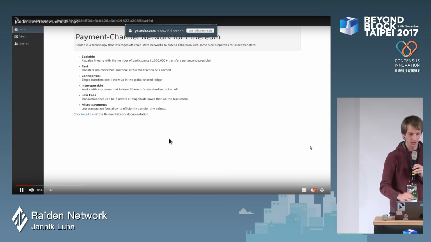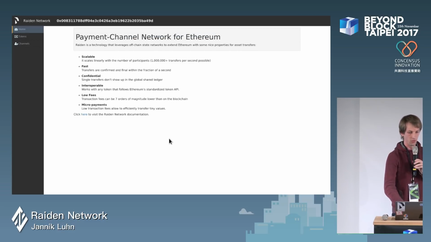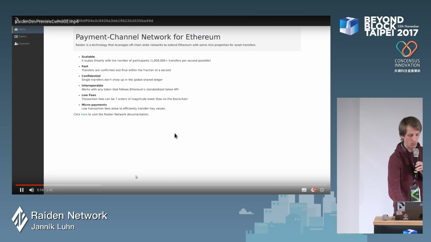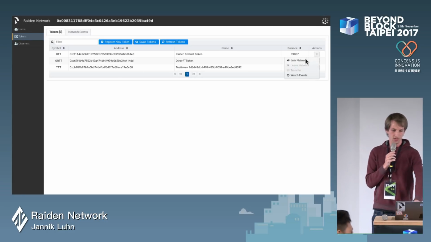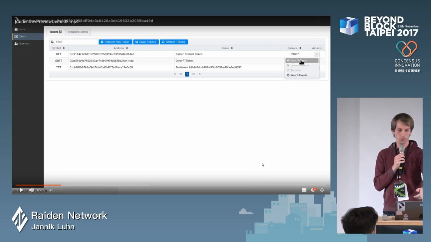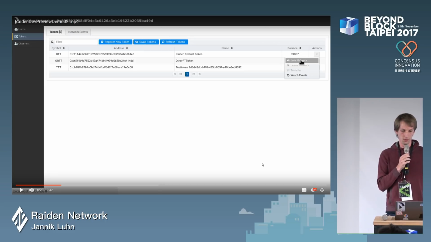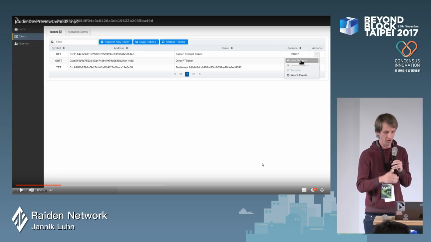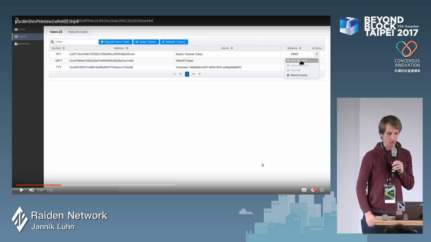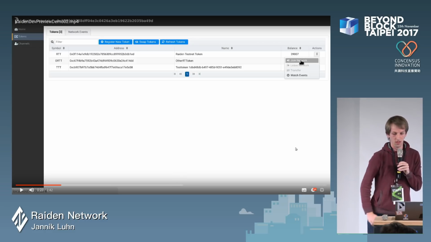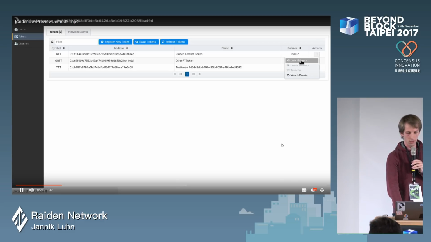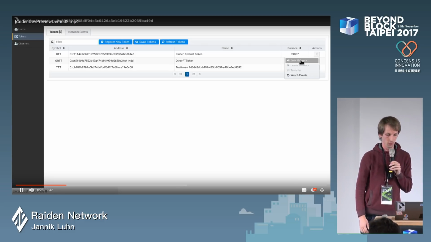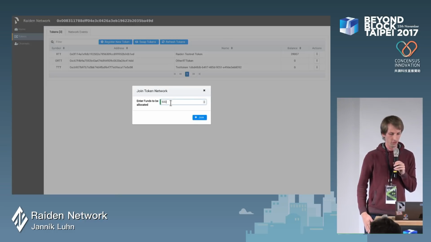So this is how it looks. Here on the left side, you can see the tokens view. If you click on it, you will get a list of all tokens that are registered. At the time the video was recorded, there were only 3. But now there's a lot more, so you have to look a bit for the Raiden test token. And once you've found it, you can click here on the Actions button, Join Network. It will ask you to specify the amount of tokens you want to use to join this network. We will use 500 here.